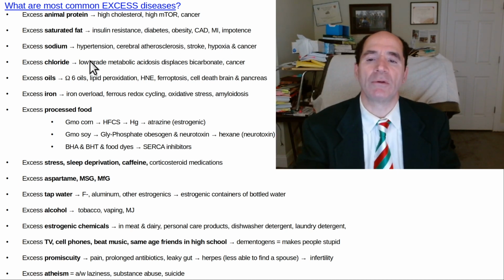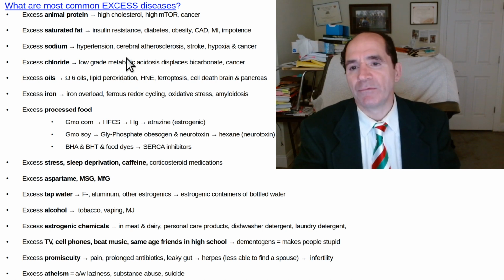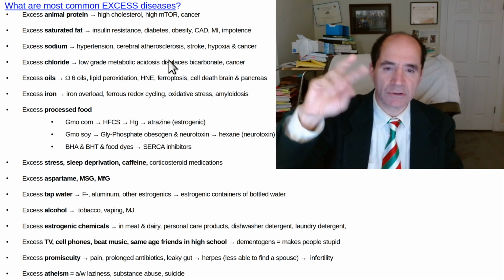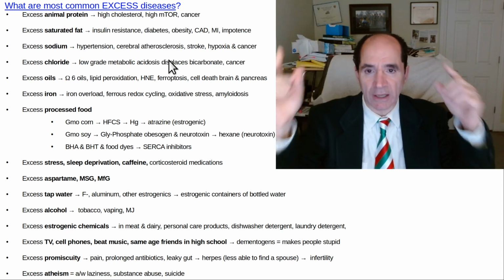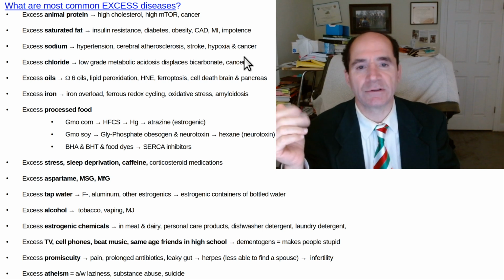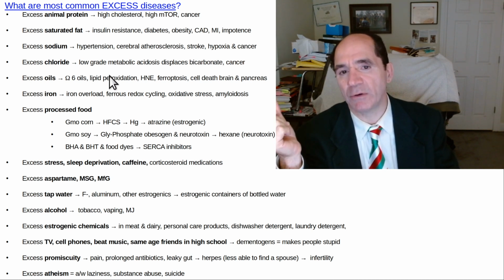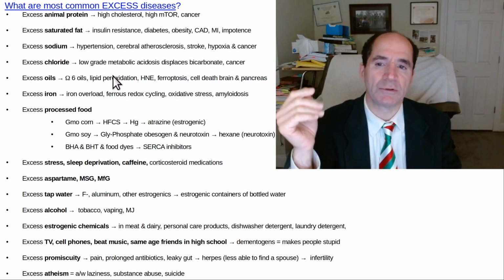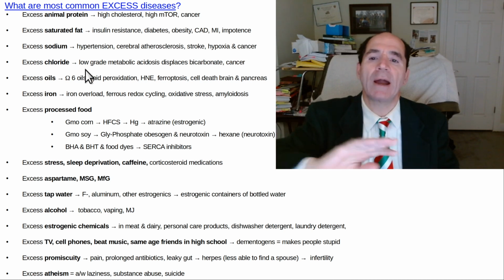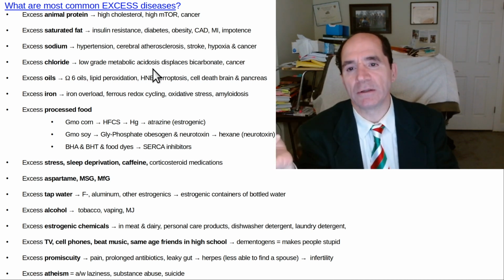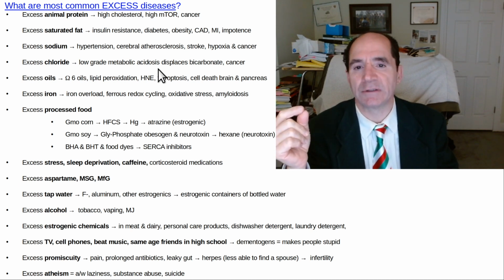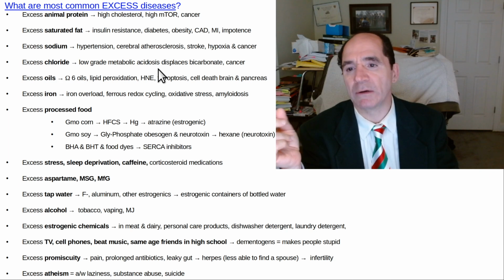Excess sodium, in the form of salt, sodium chloride: vasoconstrictor, inhibits endothelial nitric oxide, hypertension, cerebral atherosclerosis, sort of the Asian pattern of atherosclerosis, a lot of intracranial atherosclerosis, strokes, tissue hypoxia, and increased cancer risk because it's a vasoconstrictor. Less blood flow gets to the tissue, which can contribute to a Warburg effect of hypoxia-induced cancer formation. Excess chloride displaces bicarbonate from the blood, leading to low-grade metabolic acidosis, which favors a carcinogenic, acidotic milieu, a tumor microenvironment.